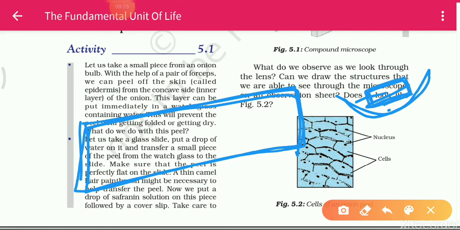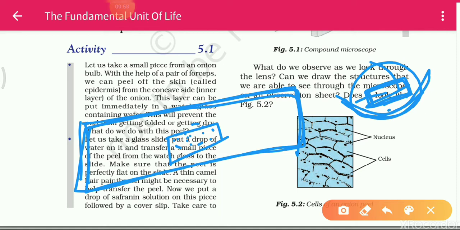Then put a few drops of water here. Okay, with a few drops of water here, you will remove this peel with the help of a paint brush, a thin camel hair paint brush. With the help of that brush, you can shift this peel onto this slide, or you will keep this peel here.